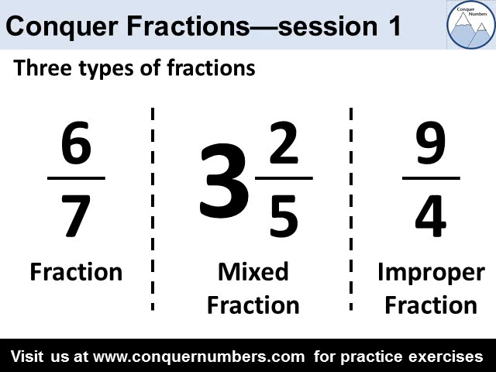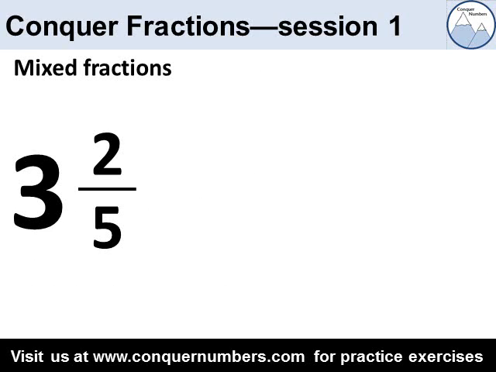Now there's a 3rd type of fraction called an improper fraction. 9/4 is an example of an improper fraction. Like all fractions, it has a numerator and a denominator, but what makes this an improper fraction is the numerator, here the 9, is bigger than the denominator, here the 4. So any fraction you ever see where the numerator, the top number, is bigger than the denominator, the bottom number, is an improper fraction.